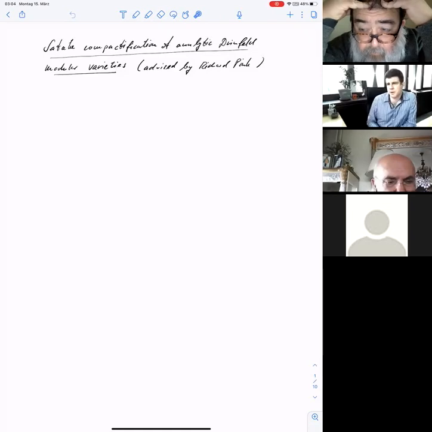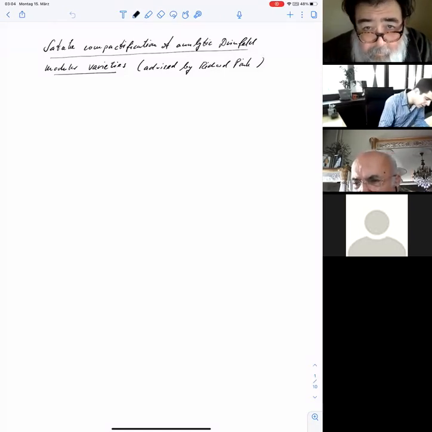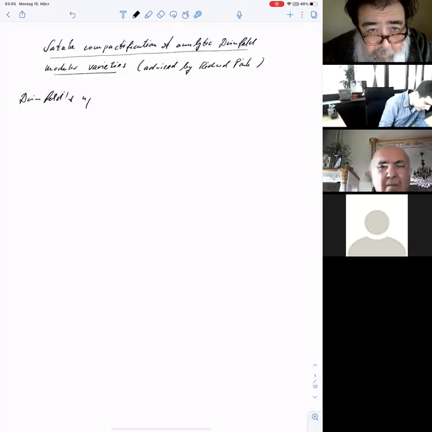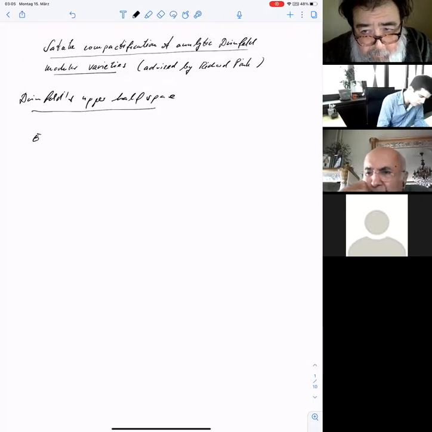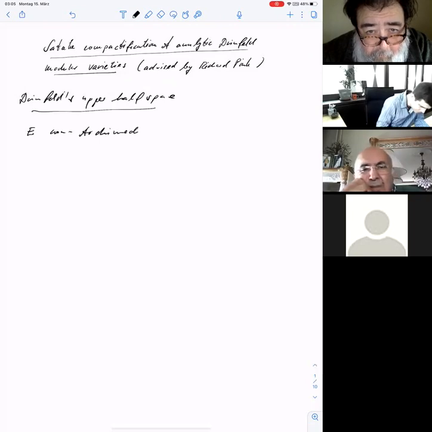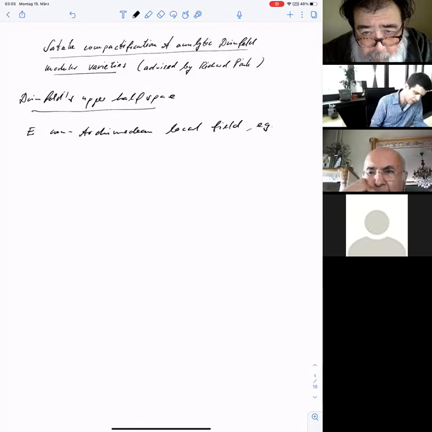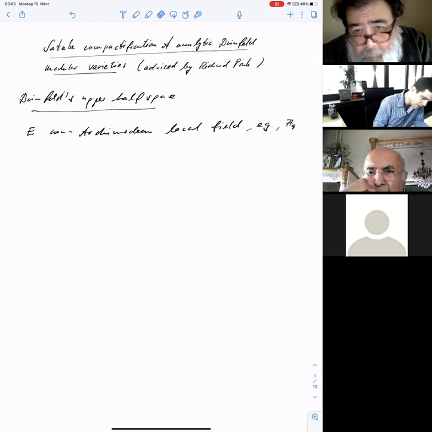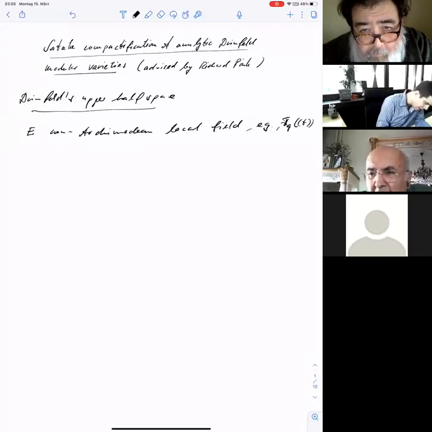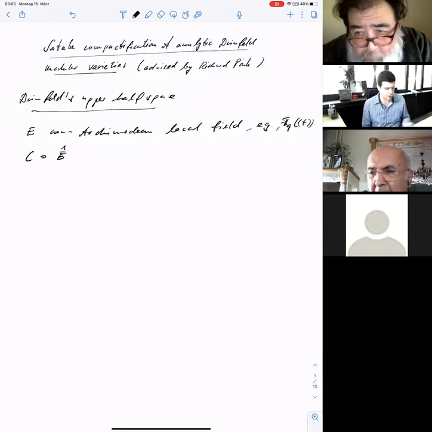So the analog of the complex upper half space is played by the so-called Drinfeld upper half space. I'm first going to explain what this is. So Drinfeld upper half space starts with some non-Archimedean local field that I denote by E. The example that we will think about later is the field of Laurent series over F_q, where F_q is a finite field with q elements. But at this point, it could also be Q_p. And C is the completion of an algebraic closure of E. So these are really non-Archimedean analogs of the real numbers and the complex numbers.